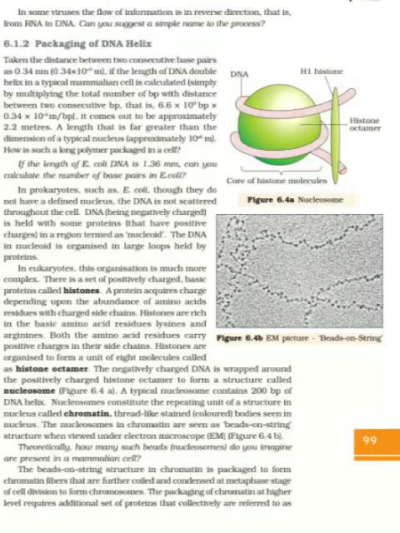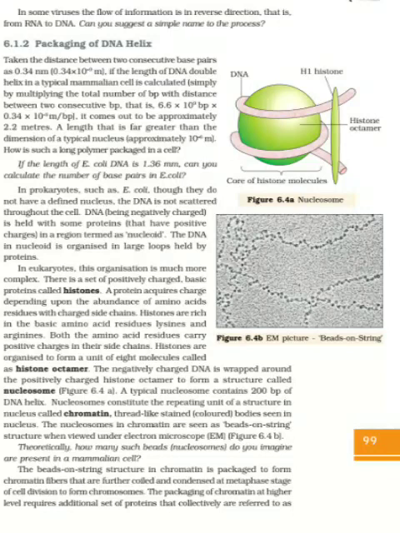If the length of Escherichia coli DNA is 1.36 mm, can you calculate the number of base pairs in Escherichia coli? In prokaryotes such as E. coli, though they do not have a defined nucleus, the DNA is not scattered throughout the cell. DNA, being negatively charged, is held with some proteins that have positive charges in a region termed the nucleoid. The DNA in the nucleoid is organized in large loops held by proteins. In eukaryotes, this organization is much more complex.